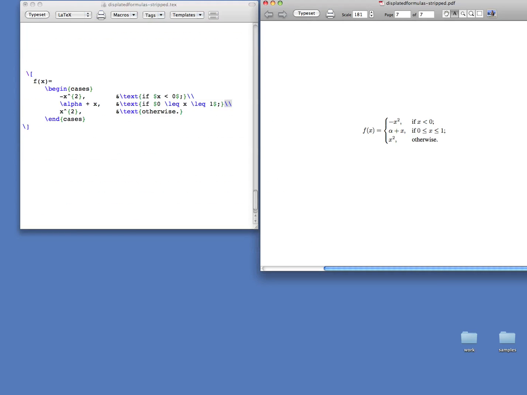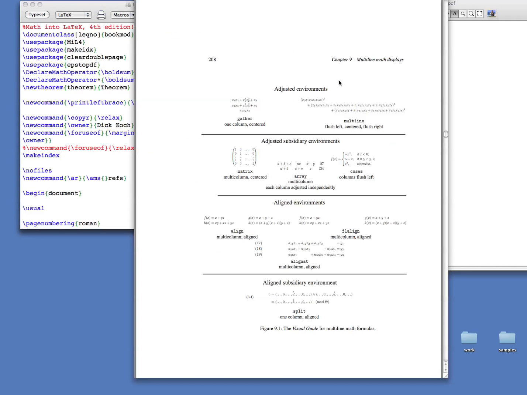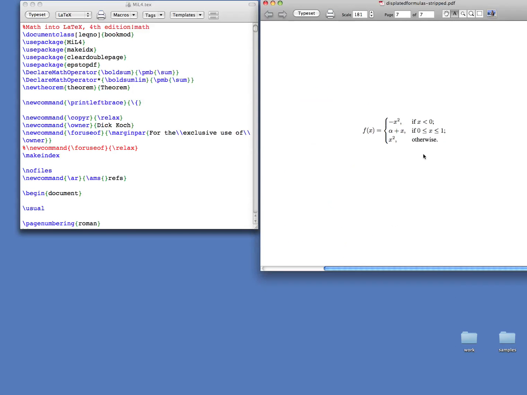There are many more multi-line displayed environments. I have a whole chapter, chapter 9, on this topic in my book, and that is probably the most complex chapter of the book. It starts with this visual display of all, or most of, the multi-line math displays provided by LaTeX. Go to that picture, look up the picture that best approximates what you want to do, and learn the appropriate section.